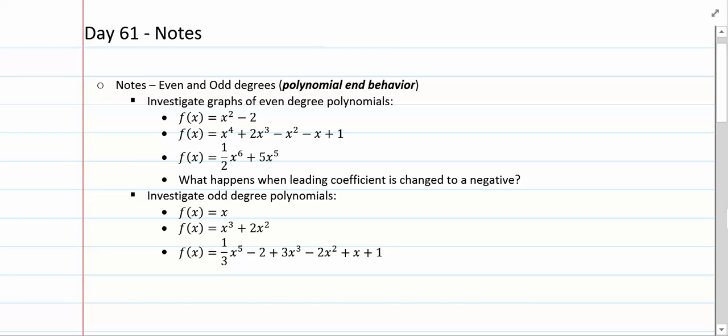So the first thing that we're going to do is investigate graphs of even degree polynomials. So remember, when a polynomial is written in standard form, we have the term with the largest exponent listed first, and the exponent of the term with the largest exponent is known as the degree. In each of these cases, the degree is an even number. So let me switch over to the calculator and we'll talk about these three examples here.